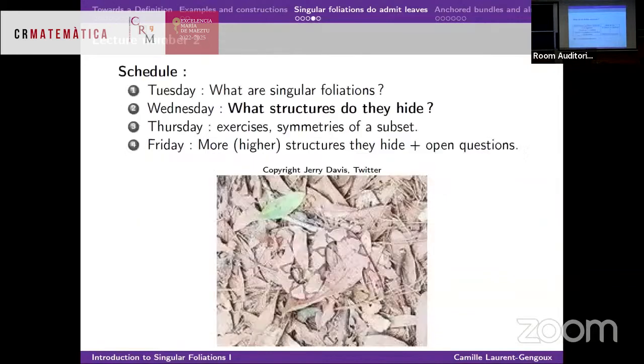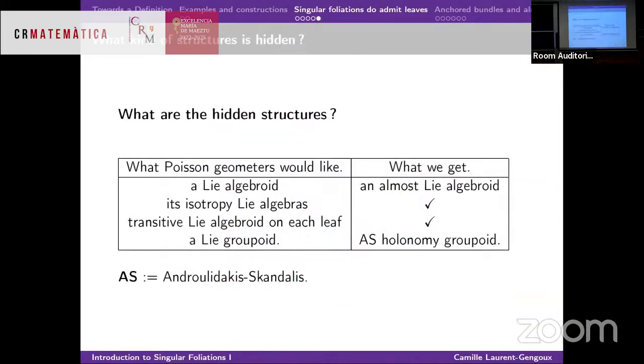So, what kind of hidden structures are there? Somehow it's similar to Poisson geometry. It's kind of similar to the hidden structures behind a Poisson bracket. Similar, but still different. Well, what Poisson geometers would like to have, well, I know Henrique hasn't spoken about this yet, but we know we have a Poisson structure. Behind it, there is a Lie algebroid on T star M. So I think we would like to have the same, like behind a singular foliation, we would like a Lie algebroid.